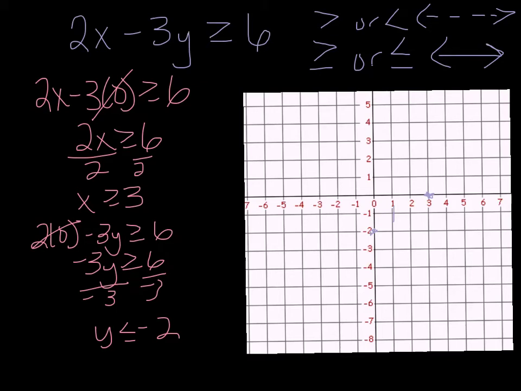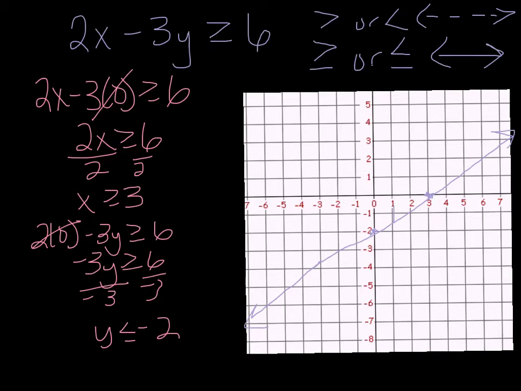Now, we're going to connect our dots. Again, I said that this is going to be a solid line because we have the or equal to. So I'm going to go ahead and do that. Now make sure your line, you can't have little short lines on this type of graph. You need to make sure your line goes from one side of the graph to the other. Now here, we need to know what side to shade on.